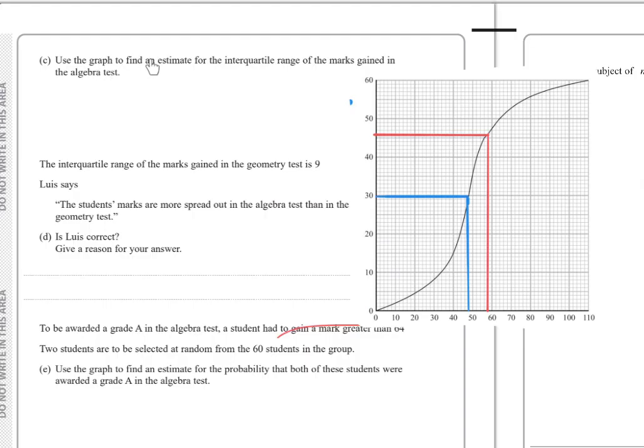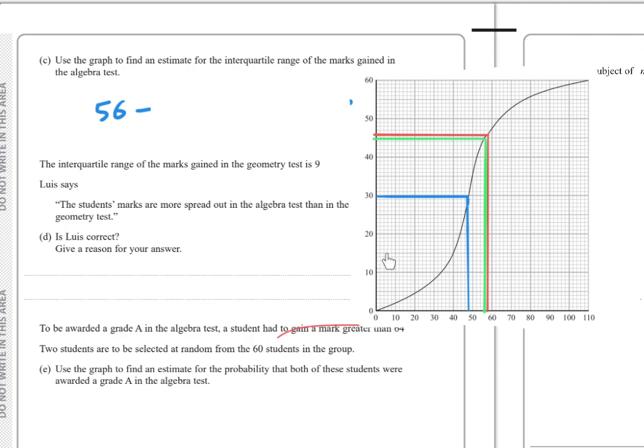C. Use the graph to find an estimate for the interquartile range of the marks gained in the algebra test. To find the interquartile range, find the upper quartile minus the lower quartile. Upper quartile, so 3 over 4 multiply 60, which is 45. Start from 45, then draw a horizontal line to the curve, then a vertical line to find the corresponding value. The upper quartile is 56. So 56.